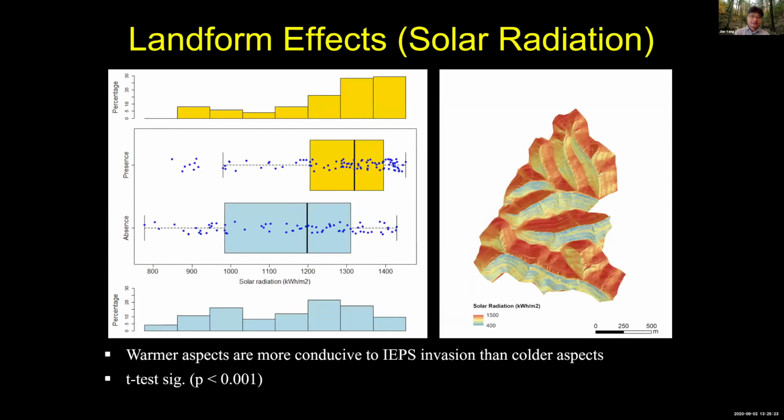We also look at the landform effects. In this case, we are looking at the solar radiation or the aspect impacts on the IEPS distribution. From the box plot and also the histogram, we can see that the mean solar radiation for the presence group is about 1300, but the absence group is less than 1200. So warmer aspects are more conducive to IEPS invasion than the colder or cooler aspects.